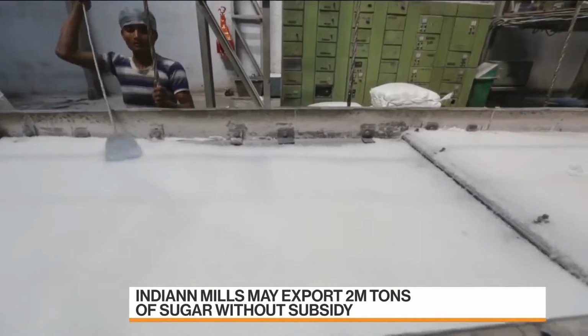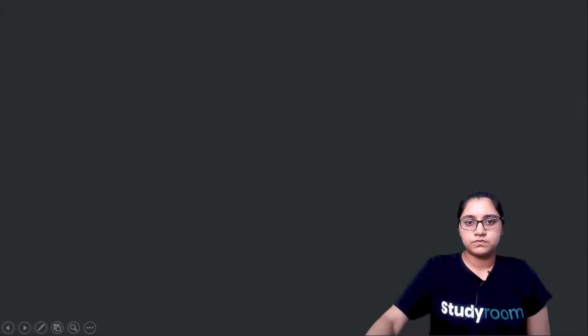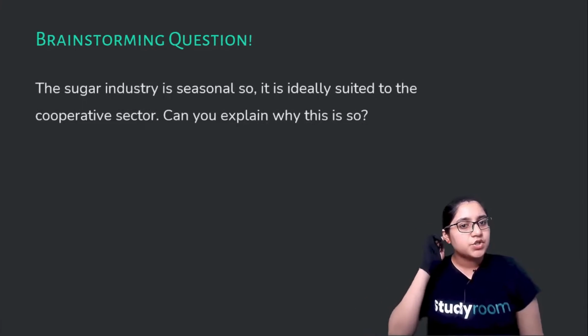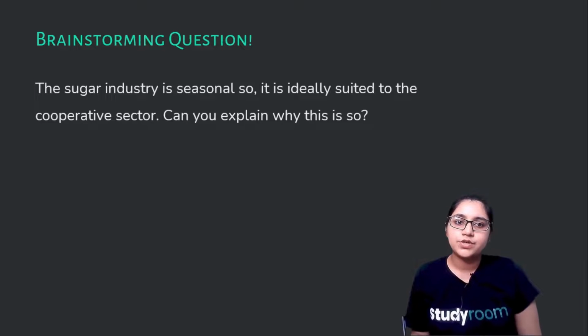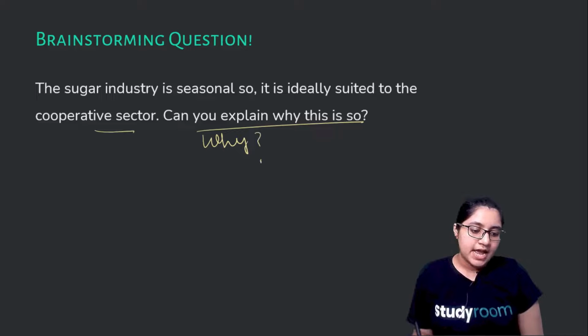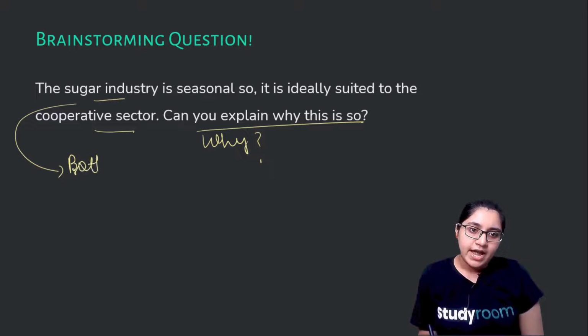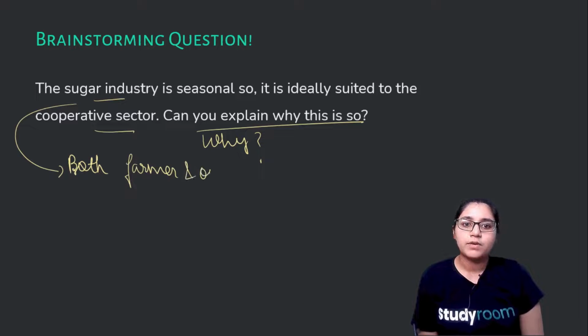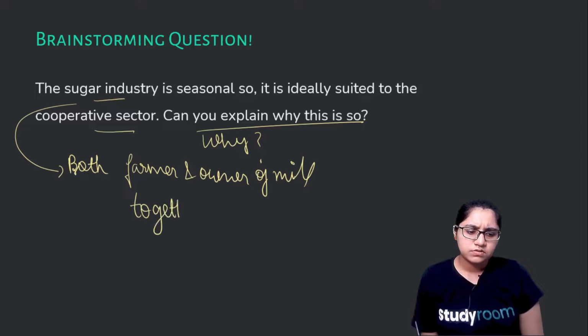All right. Moving forward. Now we have a question here. The sugar industry is seasonal, so it is ideally suited to the cooperative sector. Can you explain why? Actually, in the sugar industry, both farmer and owner can work together, the owner of the sugarcane mill, with each other for the benefit of one another.